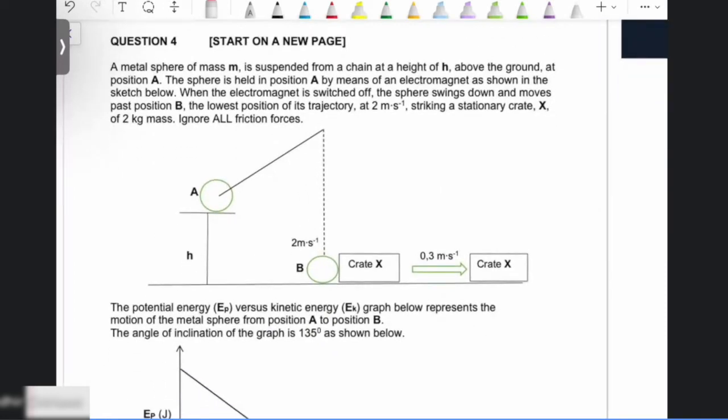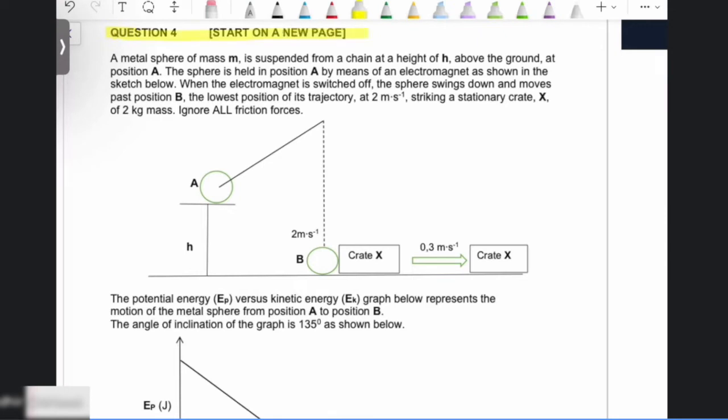Okay, guys, question 4. Let's get into this here. It says a metal sphere of mass m is suspended from a chain at a height of h above the ground at position A. The sphere is held in position A by means of an electromagnet as shown in the sketch below. When the electromagnet is switched off, the sphere swings down and moves past position B. Okay, fine. It says the lowest position of the trajectory is 2 meters per second, striking the stationary crate X of 2 kilograms as a mass.